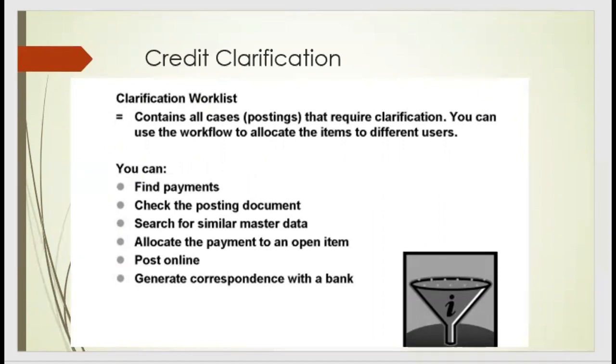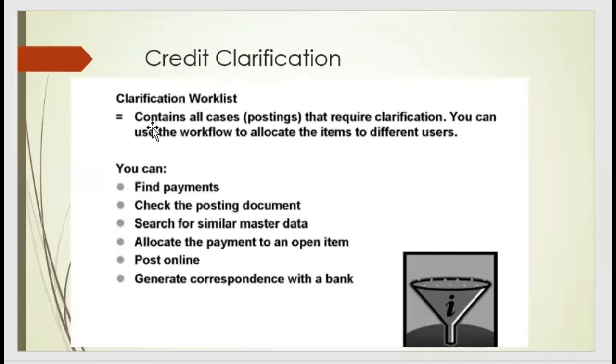So the first point for the clarification is to find the payment. Once the payment is found, then we go to further steps. The second is to check the posting document for correctness. Search the similar master data, like contract account or business partner, at the header level. Allocate the payment to the open items, because obviously as there is an open item, that's how the payment is received. And then post online and generate the correspondence with the bank. If there is a check payment or a lot of checks coming together, we need to create a correspondence to confirm that the check is cleared and we need to post that.